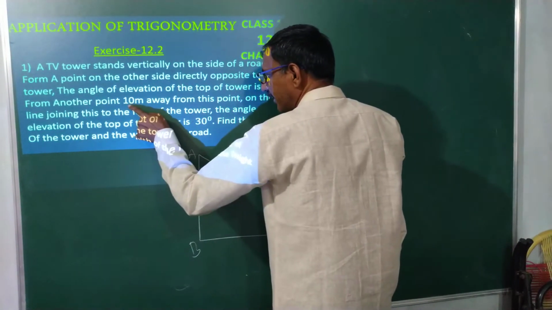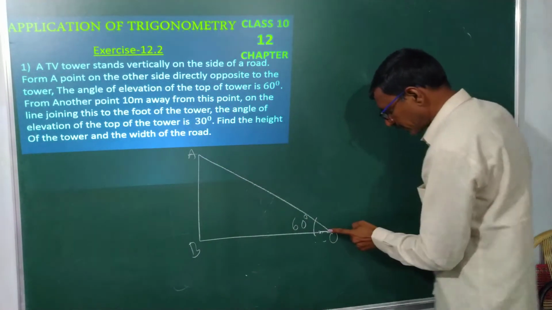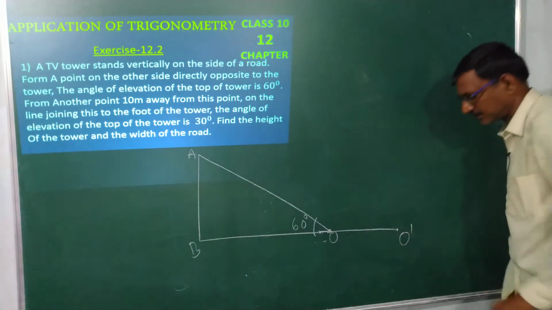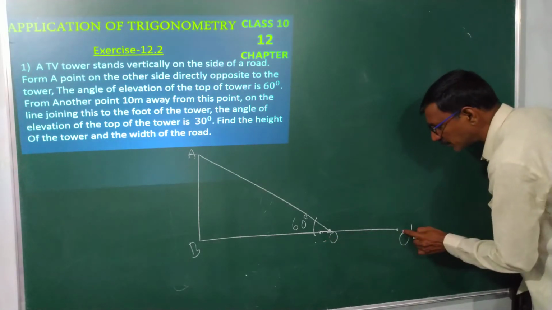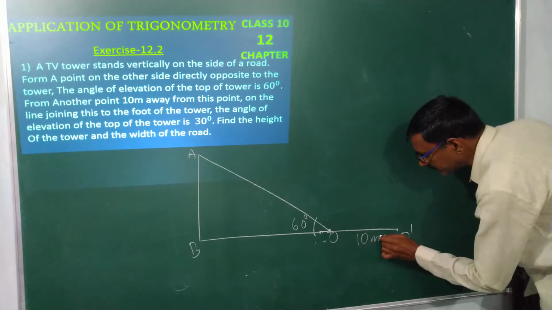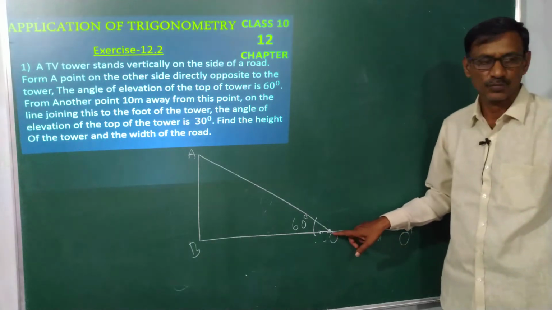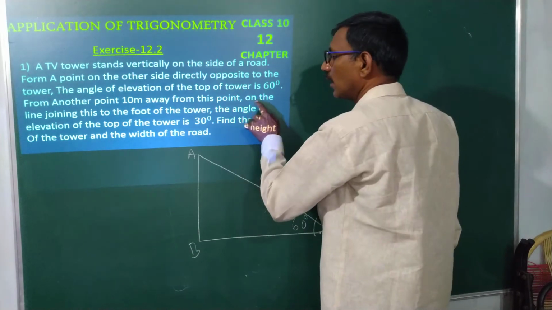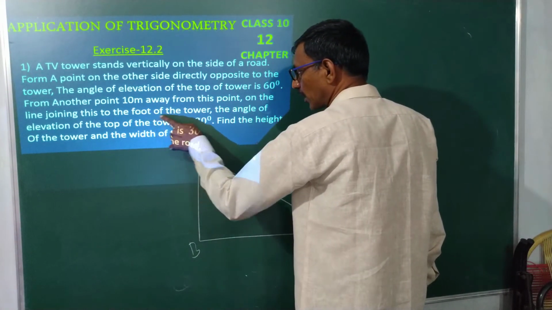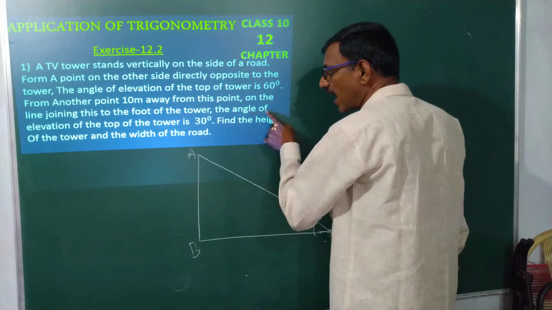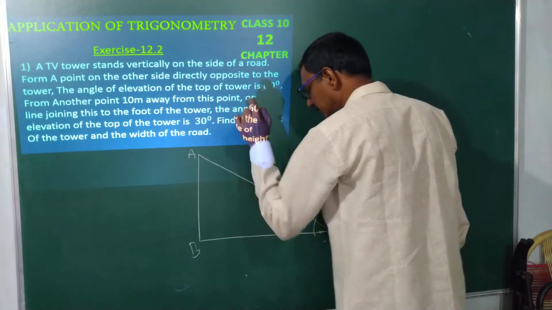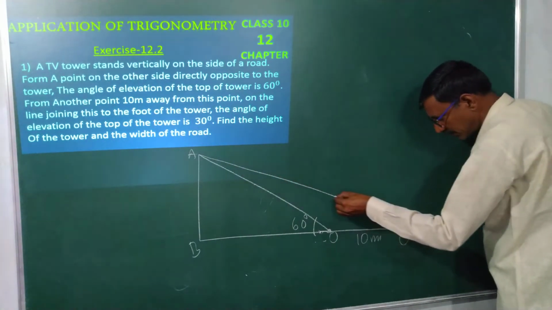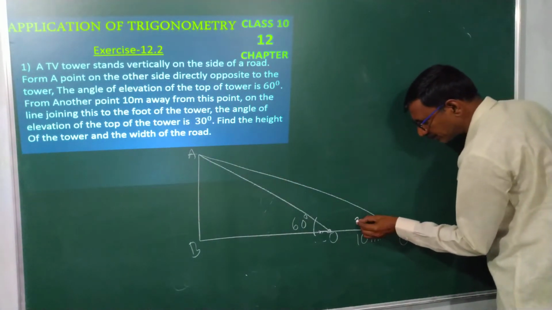From another point 10 meters away from this point, say O dash. This is my O and this is my O dash, 10 meters away. On the line joining the foot of the tower, the angle of elevation of the top of the tower is 30 degrees. Again, the angle of elevation is 30 degrees.